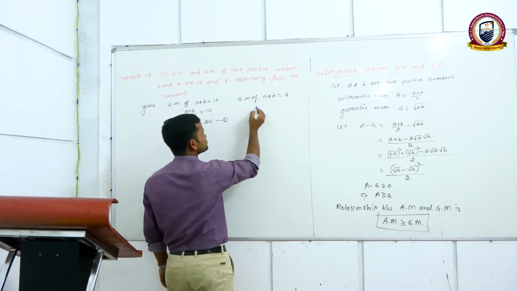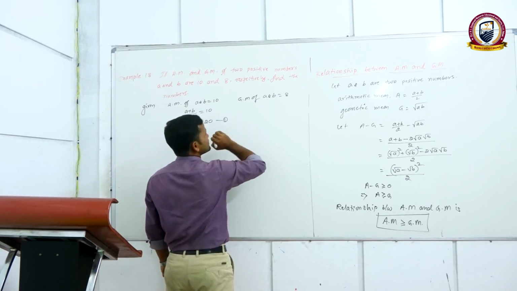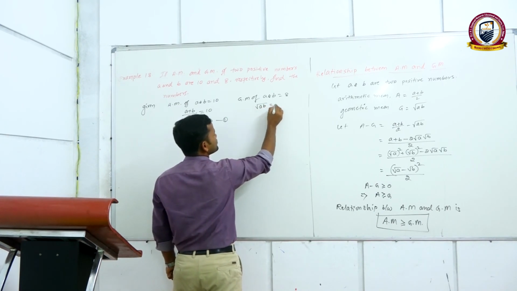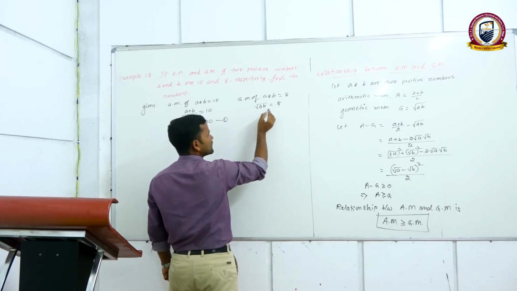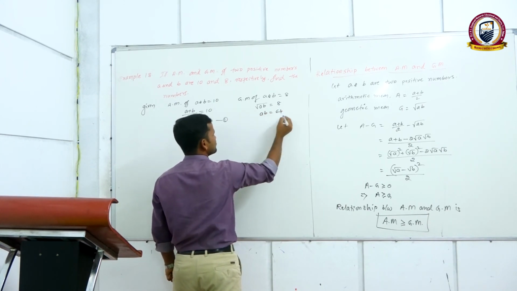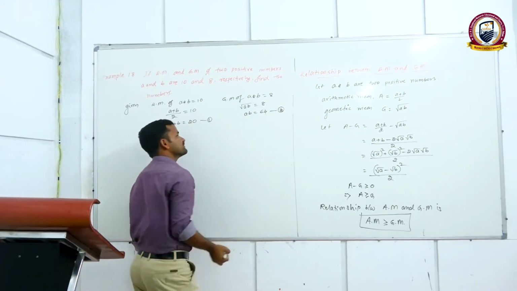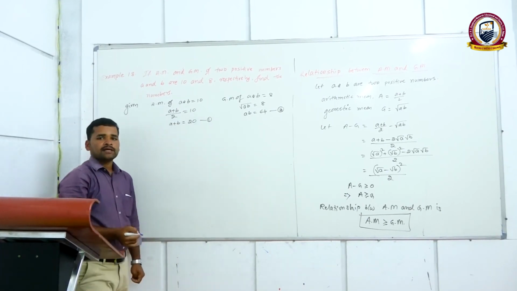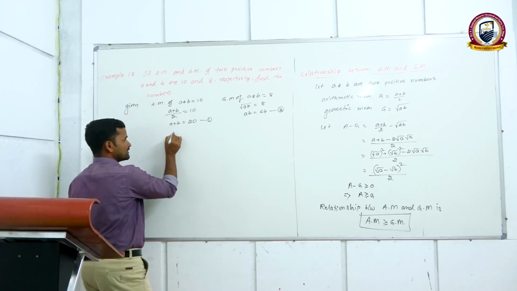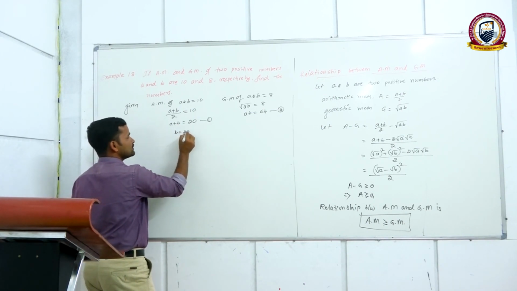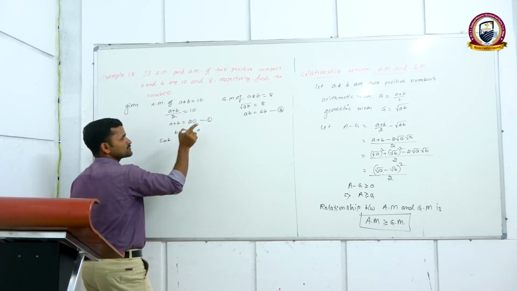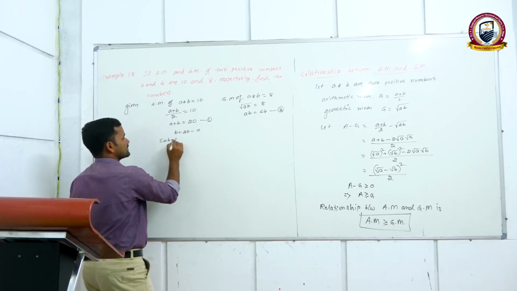And now here, GM of a and b is 8, means square root of ab is equal to 8. If I square on both sides, ab is equal to 64. This is equation number 2. We have to solve for a and b. From equation 1, I can write b is equal to 20 minus a. So this b value I will substitute in equation 2.